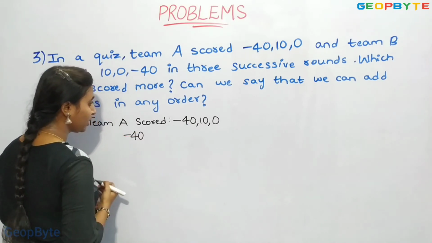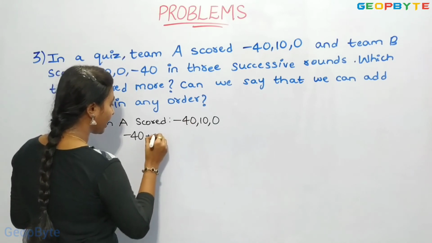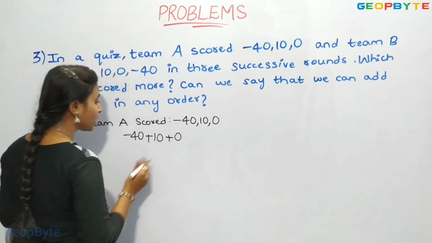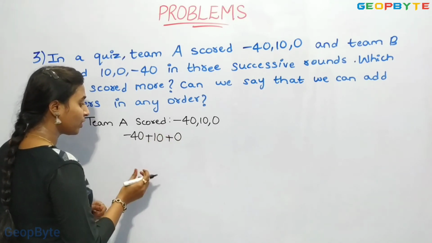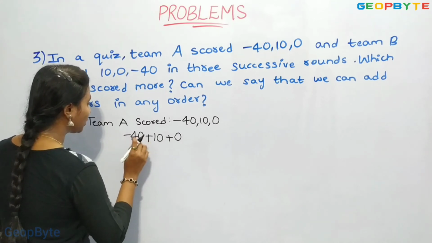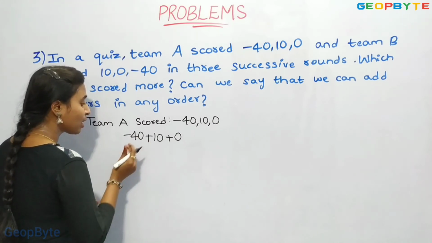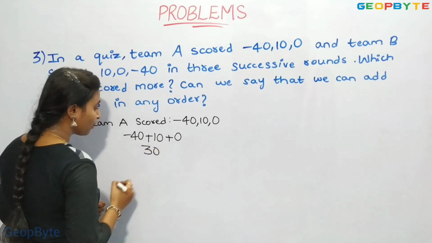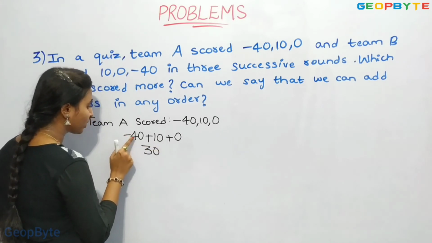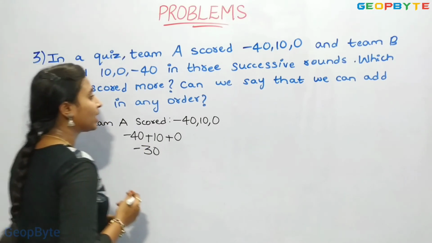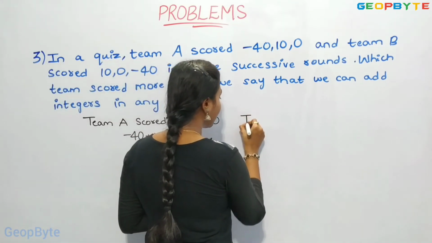Minus 40 plus 10 plus 0. 0 is negligible. We have minus 40 plus 10. Minus into plus, minus. 40 minus 10 is 30. And we have the minus sign for the greater number. Let us write minus 30. Now let us see Team B's score.